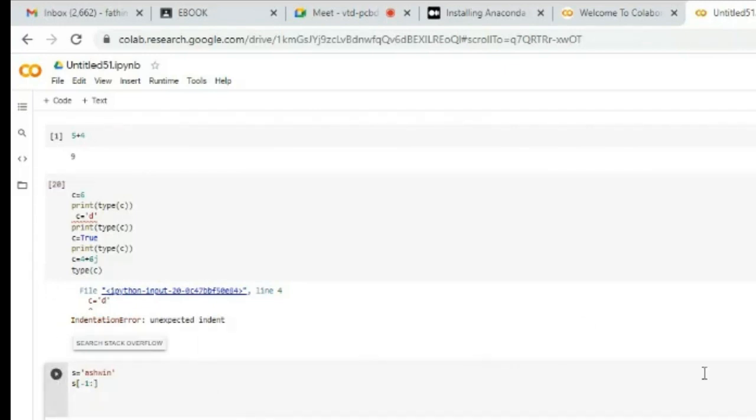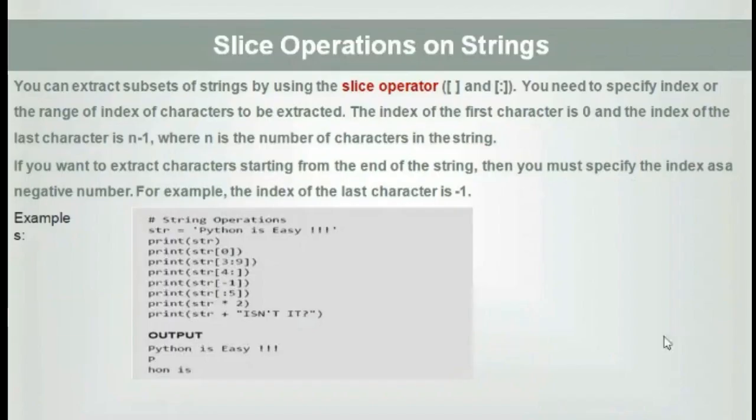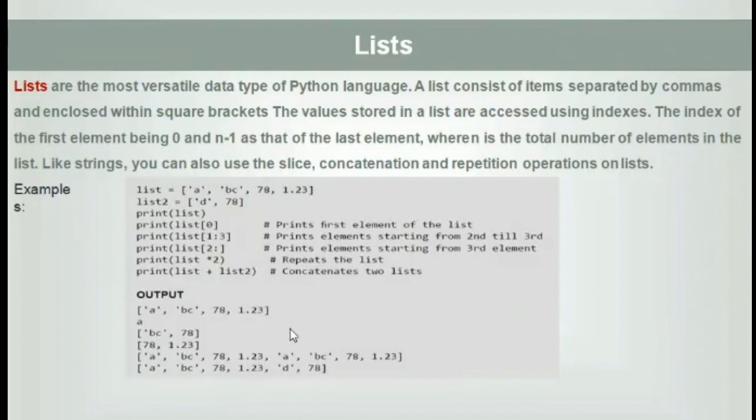Understood? So these are the things that take minus 1 colon 5 in string structure. These are the operators, slicing operations. So let's continue with list also.